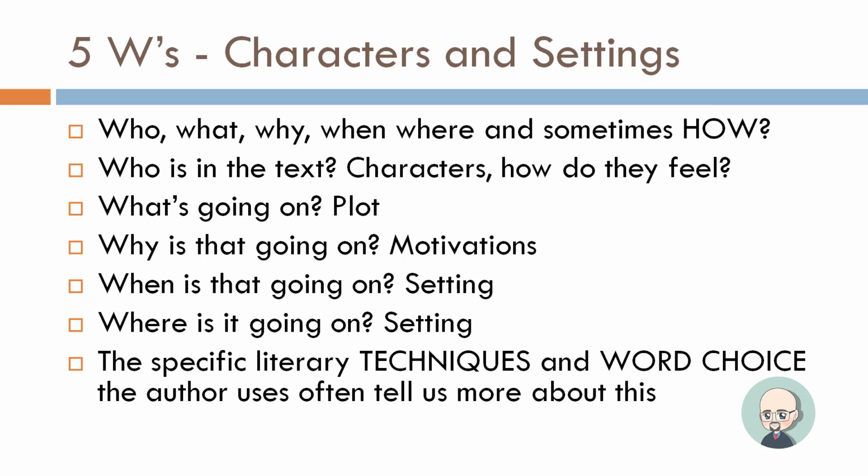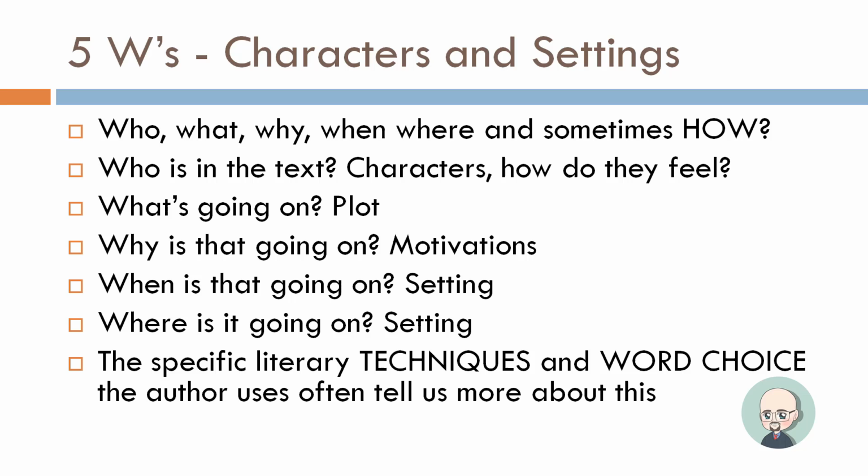Okay, so the 5 W's in characters and settings. Who, what, why, when, and where, and sometimes how. The who in the text is the characters. How do they feel? When you're reading a text, you need to think, well, who are the main characters? Then you need to think, what's going on? That's the plot. Why is that going on? That's the motivation. The motivations of the characters matter. Why is a character doing something? Think about that. What's motivating them?